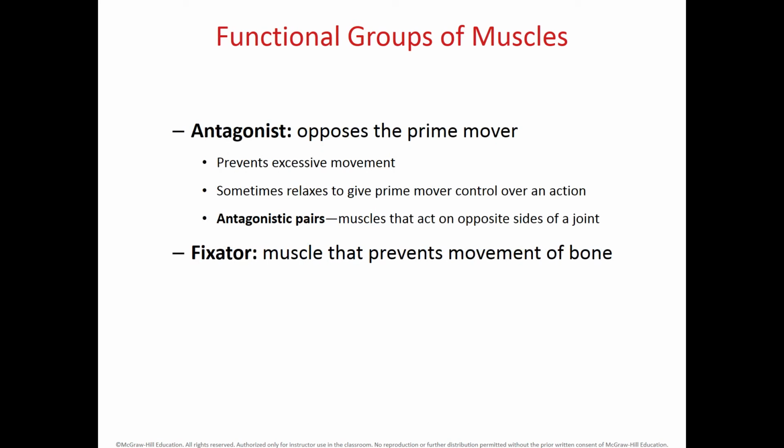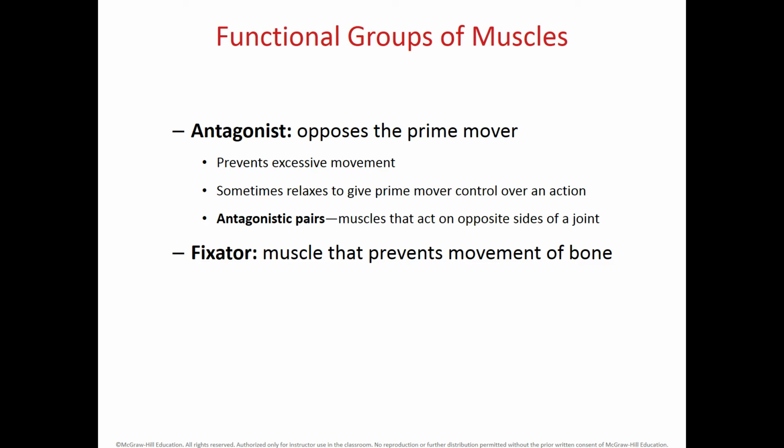Antagonists will be the muscles that oppose the prime mover, and in some cases they relax to give the prime mover almost complete control over an action. So we have antagonistic pairs, like, as I told you, the biceps brachii, which helps to flex our forearm against our arm, will be the prime mover of this movement. But the triceps brachii, which is located just posteriorly in our arm, will antagonize this movement. And we need antagonist pairs at the joint because muscles can only pull, not push.